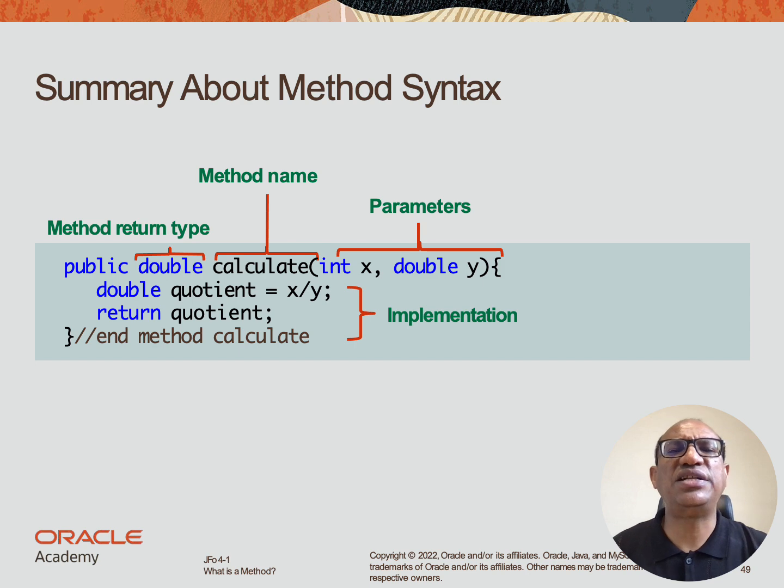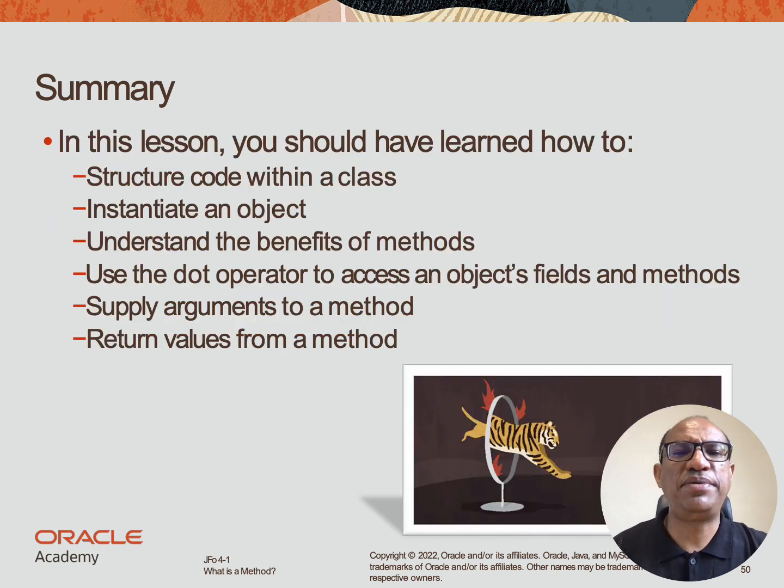Before we finish, here's a little review of method syntax. When you write a method like this, public double calculate(int x, double y), you're saying the method will return a double. It takes two parameters and does some calculation. To wrap up, you've now seen how to write methods, supply them with arguments, receive return values, and use them to structure smarter, more scalable programs. That's a huge step forward.